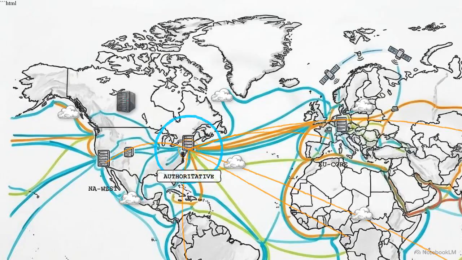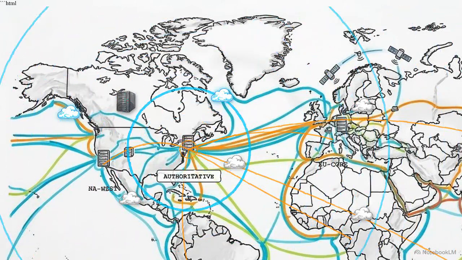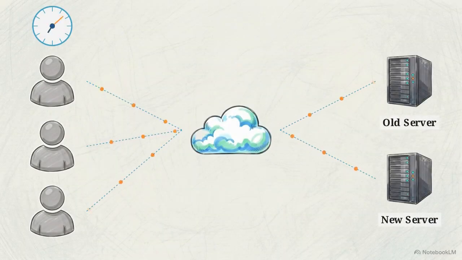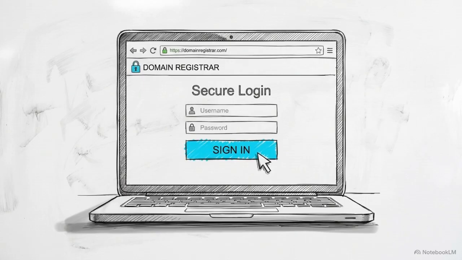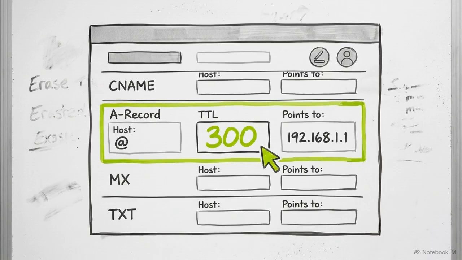Before you touch any files, log in to your domain registrar. Find your domain's A record and lower its time to live, or TTL, to 300 seconds. You must do this 24 to 48 hours before you actually plan to migrate. The old 24-hour time limit has to completely expire globally before your new 5-minute limit can take effect.